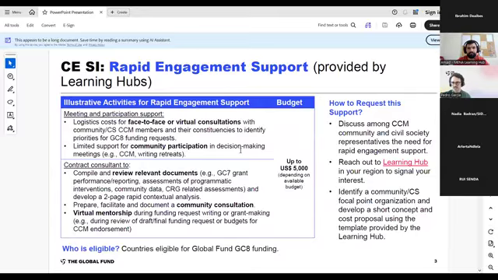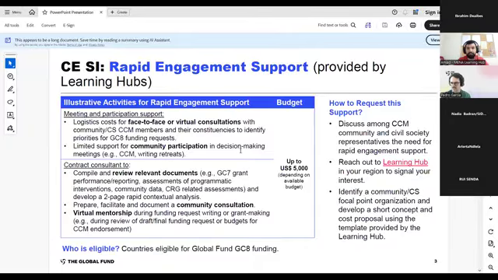The initiative also has what we call the rapid engagement support. This is very similar support, but at a lower scale. It's up to $5,000 US, and the support is provided directly by the learning hubs. Support can be virtual or face-to-face consultations, or community participation in decision-making meetings, like in CCM, in writing retreats, or in other processes related to GC8. The support can also contract consultants to review documents, to facilitate a community consultation, or to provide virtual mentorship.